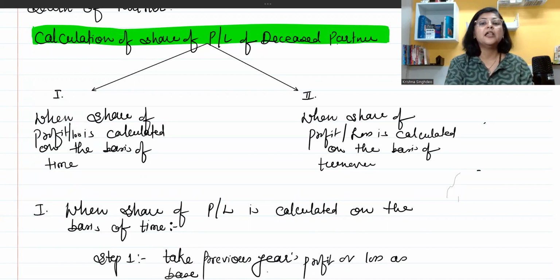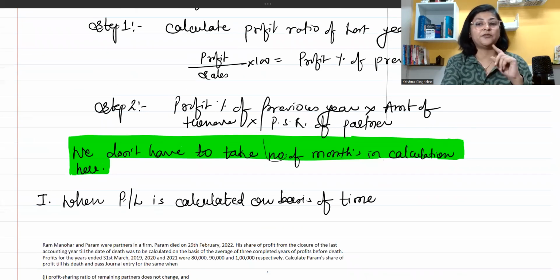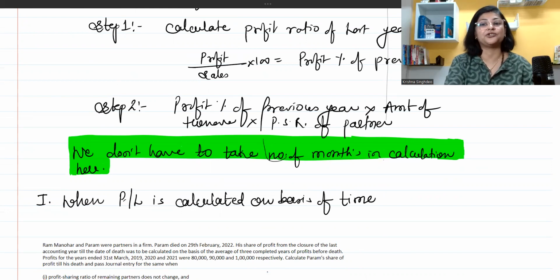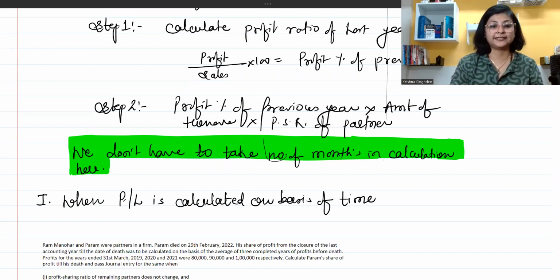And in the first part, we are going to solve one question also. Now here, this first part has two further subparts: when the partners' profit sharing ratio is changing and when the partners' profit sharing ratio is not changing. In one case we will be opening the profit and loss suspense account, and in one case we will not be opening the profit and loss suspense account. So let us start.